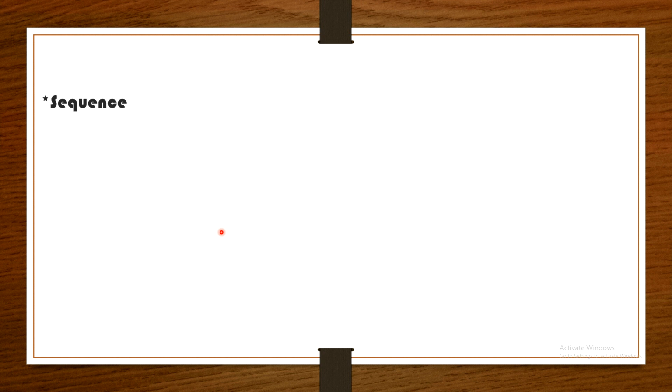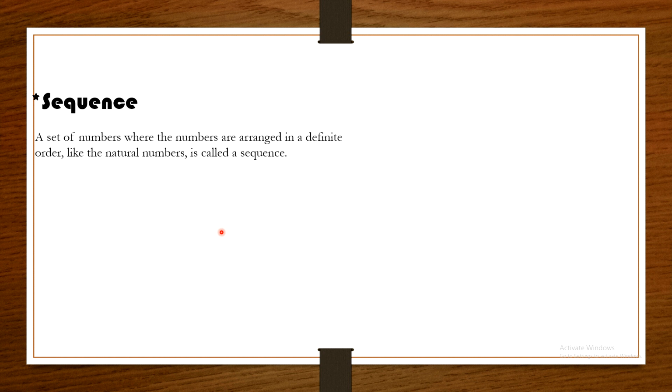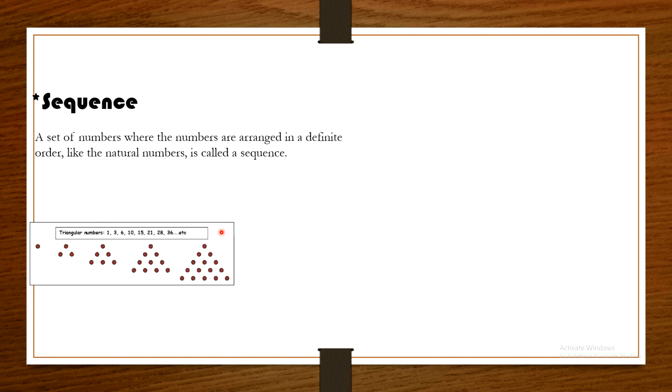So let's learn about AP. For this, first we must know what is meant by sequence. Sequence means a set of numbers where the numbers are arranged in a definite order, like the natural numbers. These are called a sequence.